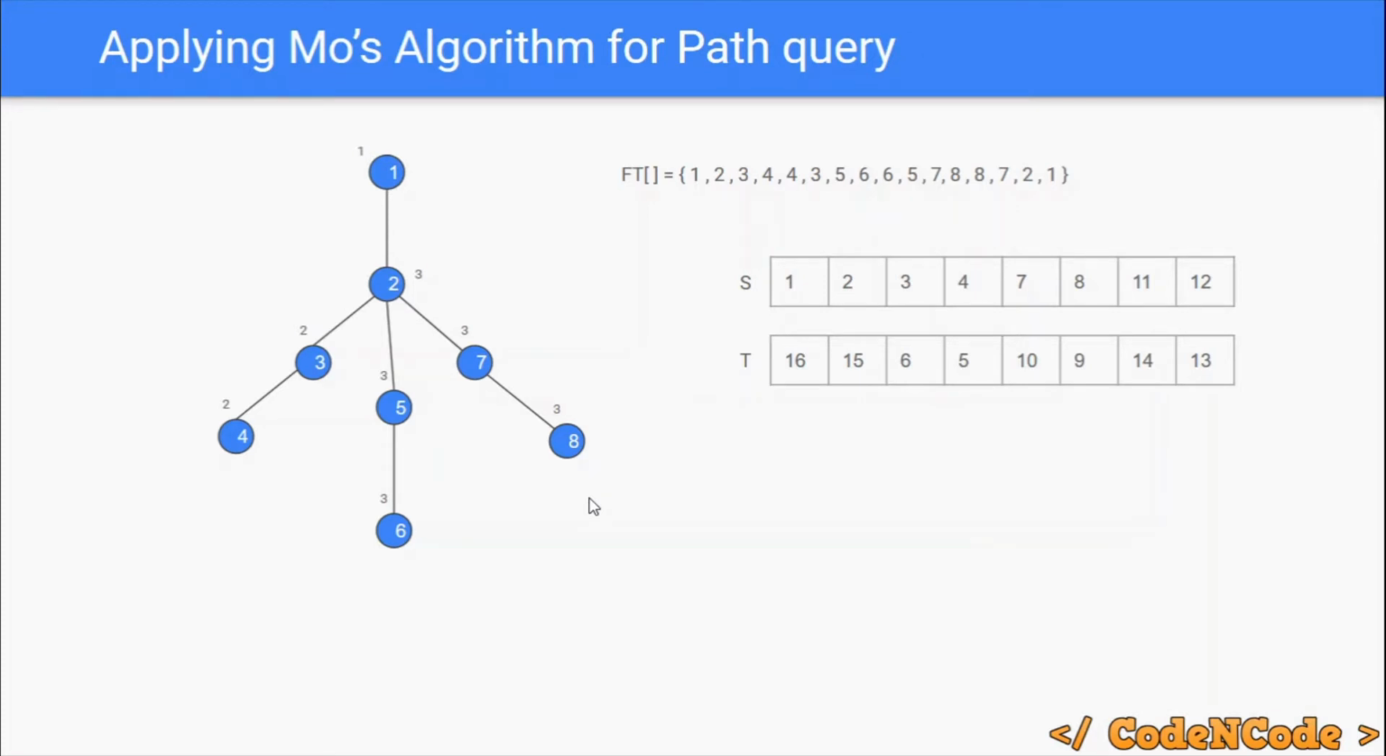So suppose a query comes of the form A, B, and you have to print the sum of weights of all vertices on the path from node A to B. Okay, this is also an easy problem. So the question is how we can solve this query using Mo's algorithm. Previously we have seen how subtree queries are solved using Mo's algorithm. Now this time for the path query.